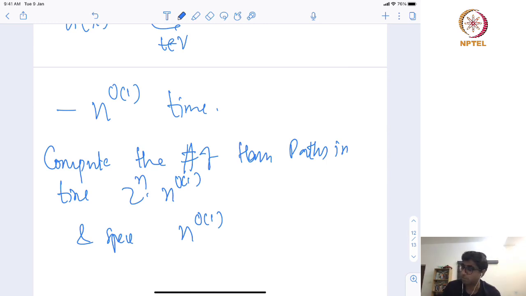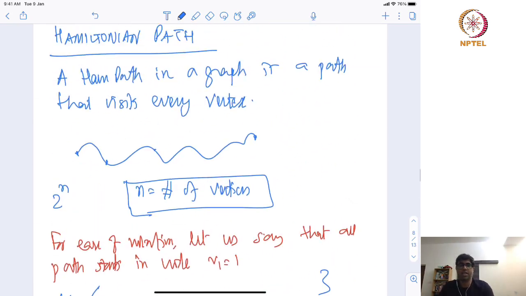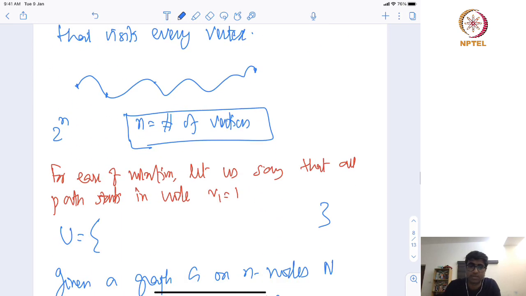So, this was another example of an inclusion-exclusion based algorithm. There are several more, but I will leave it at that, and we will do some other tools or techniques in the next lecture. Thank you.